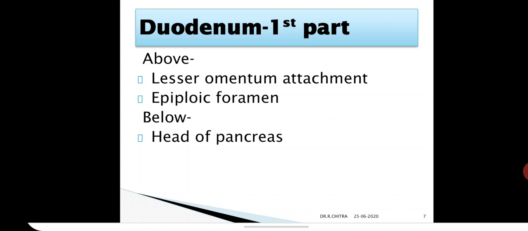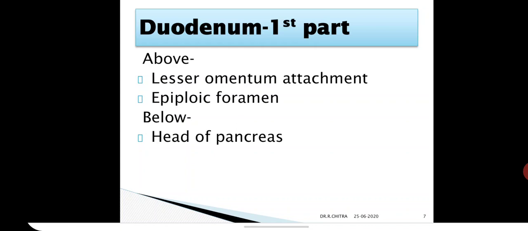Above, this forms the lower boundary of the epiploic foramen or floor of the epiploic foramen. So that you should have read in the epiploic foramen topic. So above epiploic foramen is the caudate process of the liver. Below is the upper border of the first part of the duodenum. And also it gives attachment to the lesser omentum, and it forms the floor of the epiploic foramen.